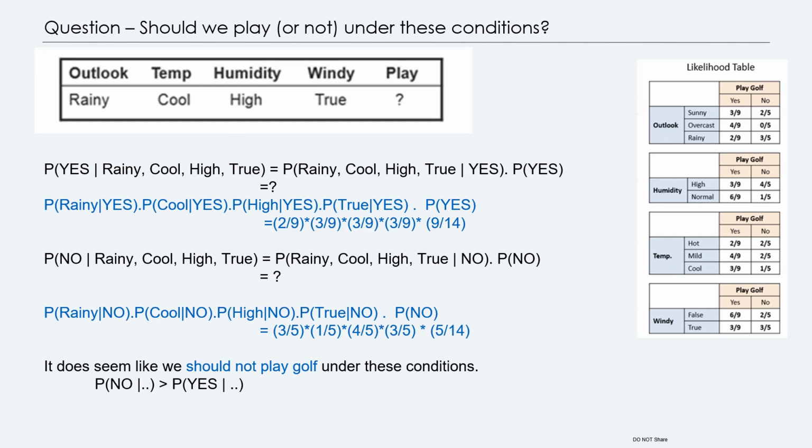Now, the big question, should we play golf given these conditions? It's a rainy day with cool temperatures, high humidity, and it's windy. What should we do? Let's calculate the conditional probabilities. Given these conditions, what does Naive Bayes predict for the probability of yes versus no? Remember, we're ignoring the denominator since it's the same for both calculations. After crunching the numbers, we see that the probability of no is higher than yes, so the recommendation is not to play golf today. But hey, if you're feeling adventurous and decide to play anyway, it's a free country, we can just add this new experience to our data set.